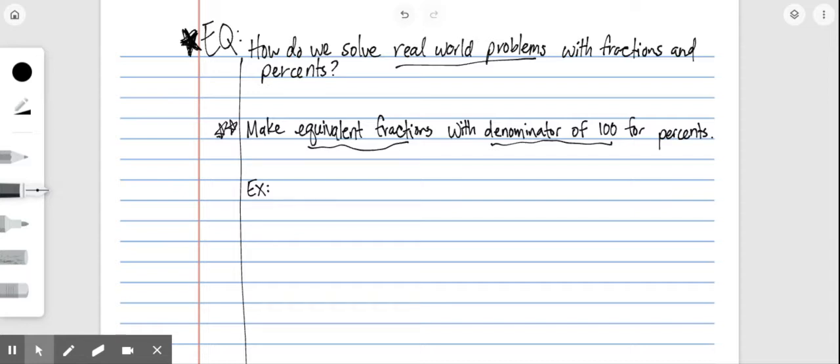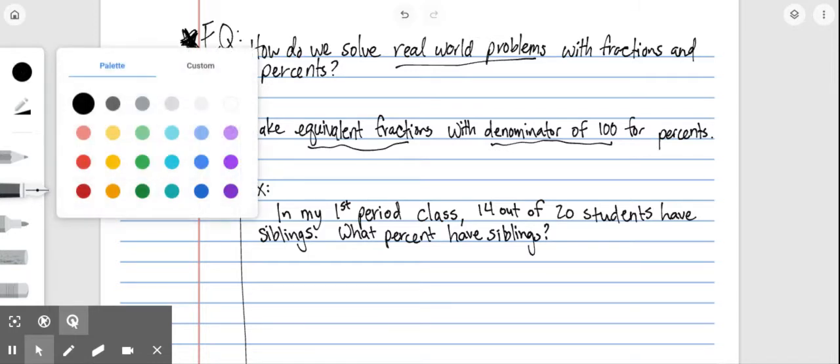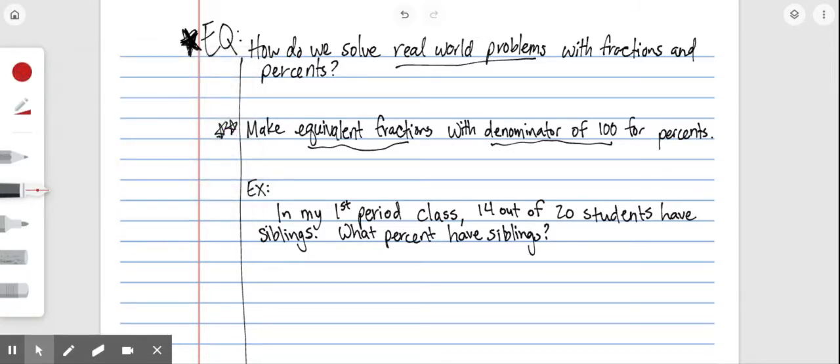Okay, so I'm going to write an example problem. My example problem is, in my first period class, 14 out of 20 students have siblings. What percent have siblings? So the first thing I want to know is what question is being asked. What do I want to know? What am I trying to find out? Well, right here I've got a question mark, so here's my question. It says, what percent have siblings?